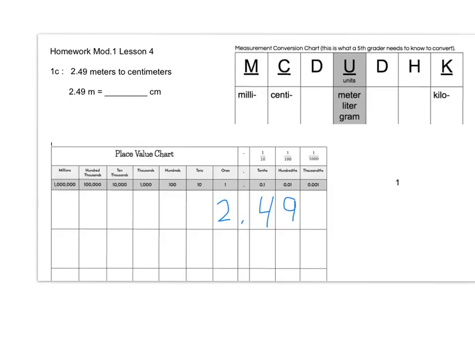So you're going to want to look up here at meters, and see how many columns over, or how many hops it takes to get to centimeters. 1, 2, it's 2 hops to the left. So you're going to do the same thing with your number. You're going to hop it 1, 2 to the left. So that means you're going to move your number, 2, 4, 9, because everything shifts 2 to the left, and your answer is 249 centimeters.